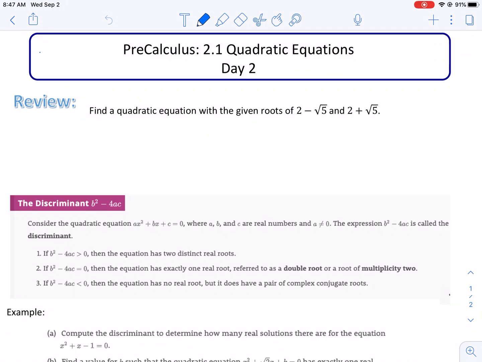Welcome to chapter 2.1 on quadratic equations. So a quick review from the last notes. We're going to find the quadratic equation with the given roots. And then today we're going to cover more about the discriminant. Okay. So first, let's find the quadratic equation.